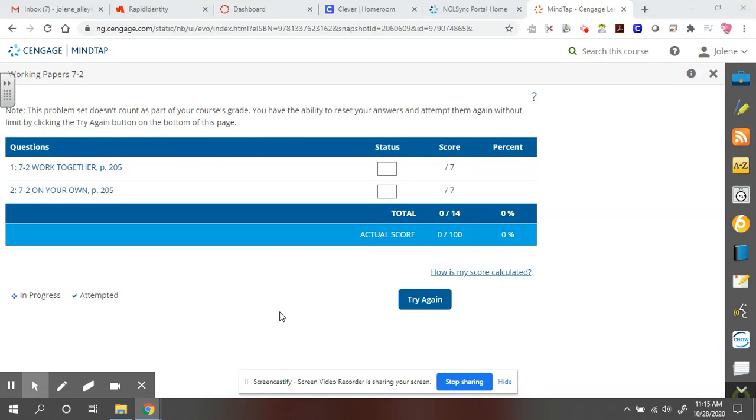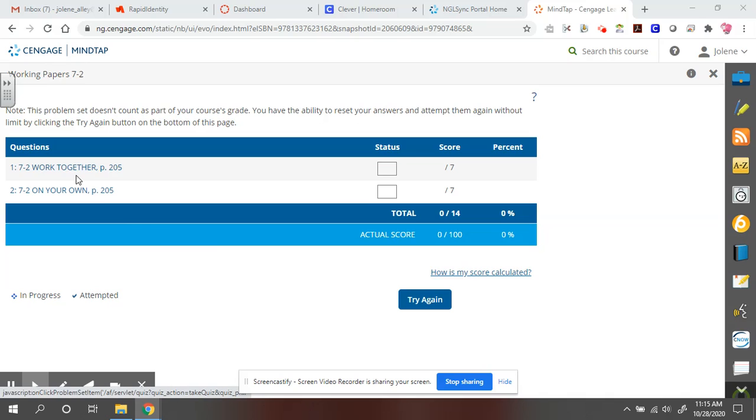Hello, Accounting 1. We are now in 7-2 Work Together. We are going to learn how to create a balance sheet. This is going to be information that we've already collected for our worksheet, so it makes it a little easier for us.